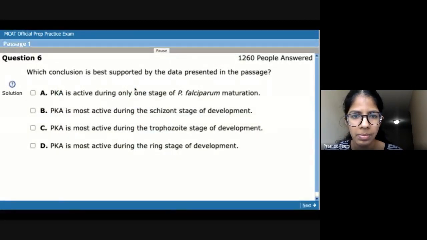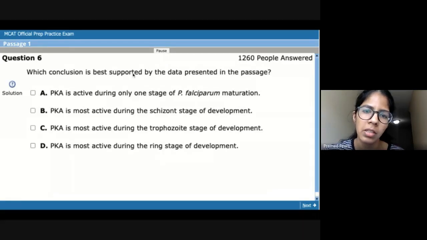Okay. Any questions on that one? Last one, which conclusion is best supported by the data presented in the passage?